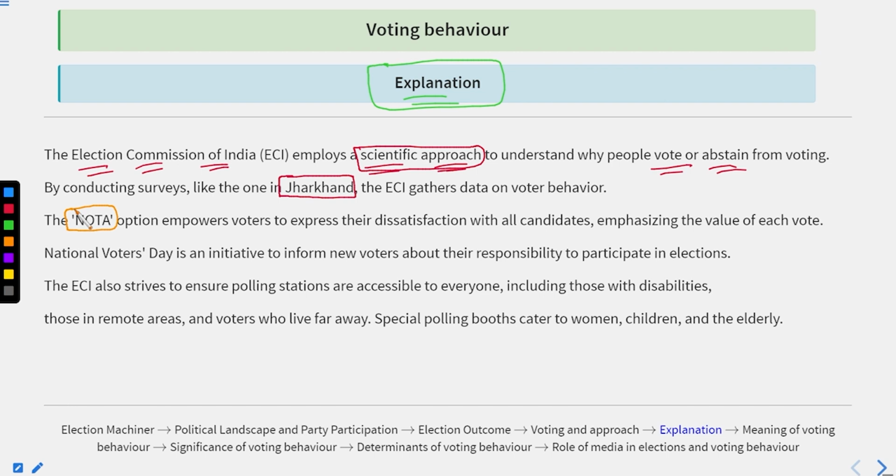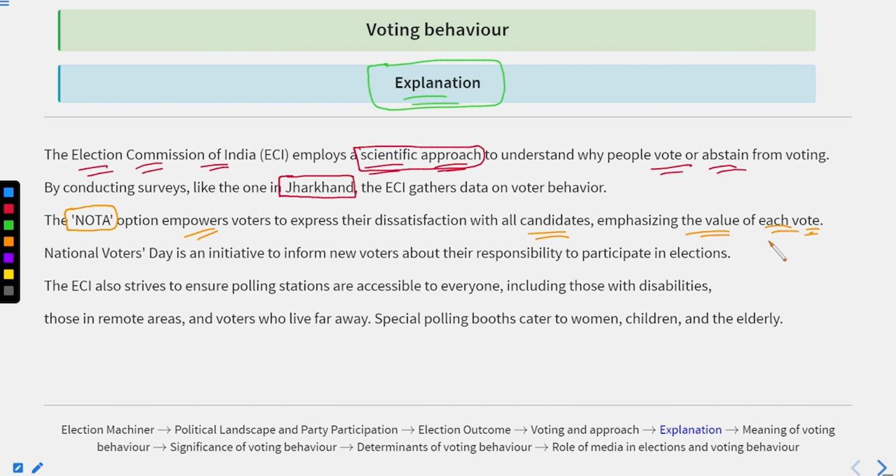On the basis of that data, they provided the NOTA option, that is, None Of The Above. This option is there to empower the voter to express their dissatisfaction with all the candidates, emphasizing the value of each vote. Like what happened prior to this, when we talk about the eligible voters and the polled votes, there was a huge difference.